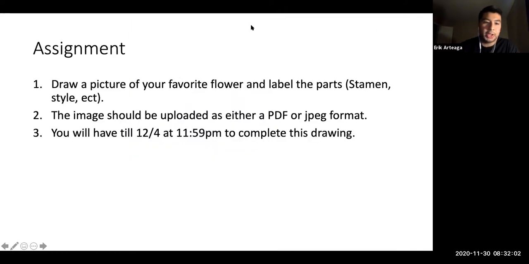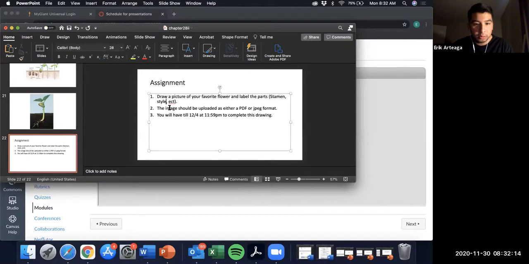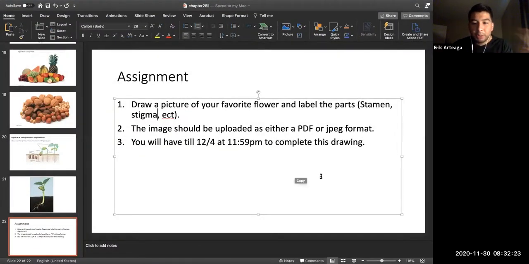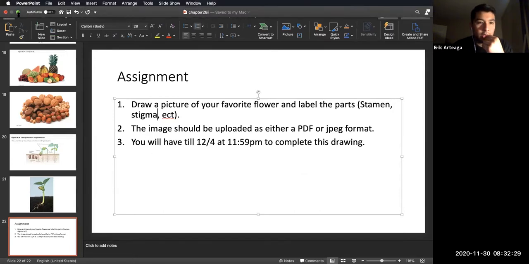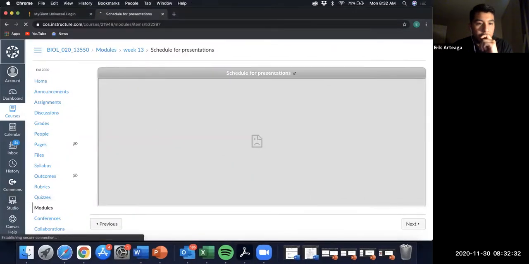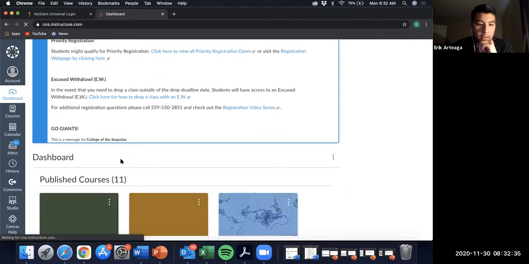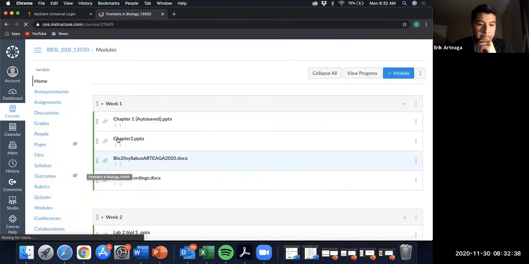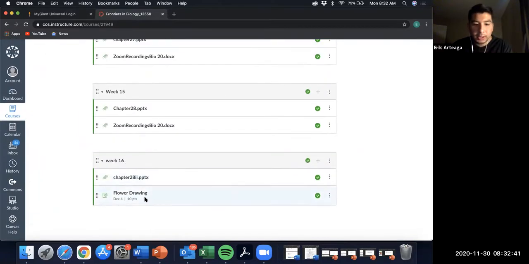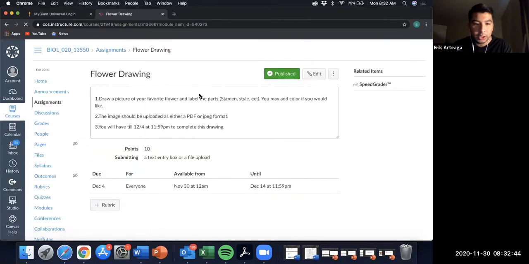All right. So for your assignment, you're going to draw a picture of your favorite flower and label the parts. Stamen, style, stigma. The image should be uploaded as either PDF or JPEG format. You have until this Friday to complete the assignment. So I'll show you where that is now, just so we can all visualize that. I uploaded this assignment to week 16, so it's pretty easy, 10 points. So you're just going to draw and then upload.